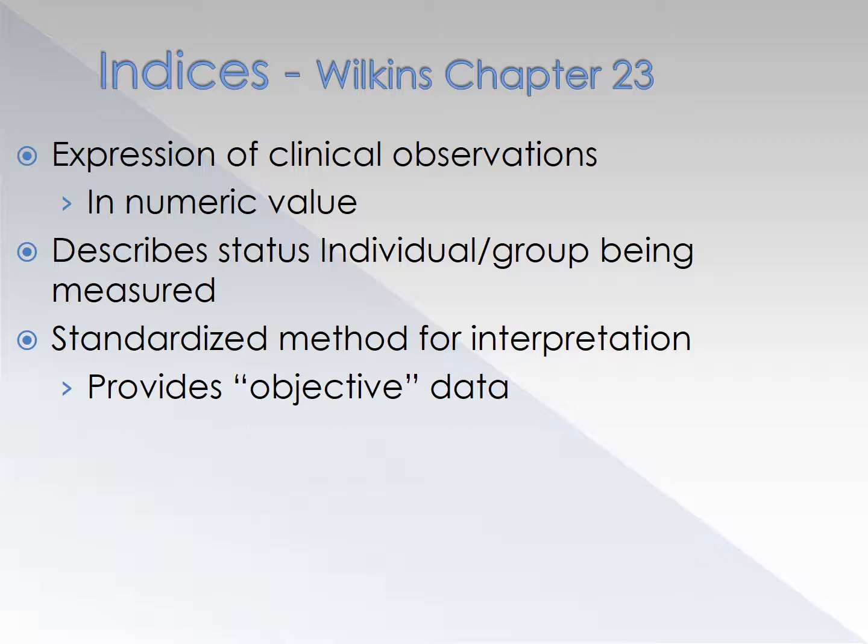Okay, so indices in Wilkins chapter 3, they are an expression of clinical observations, and what they do is they give it a numeric value. So your plaque index says that you have 50% plaque in your mouth. So plaque is on 50% of the surfaces, okay? It describes a status for individuals or groups being measured, and it standardizes the method of interpretation and provides objective data. So objective means we are seeing it, right? As a clinician, we are seeing it, not the patient reporting it. That is subjective. Objective is that we're seeing it, okay?